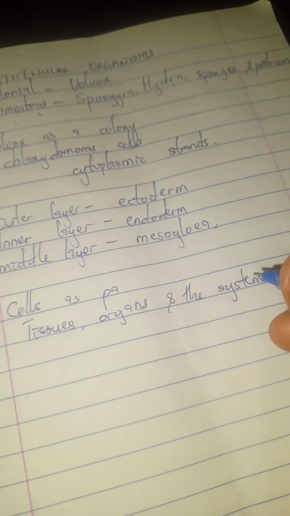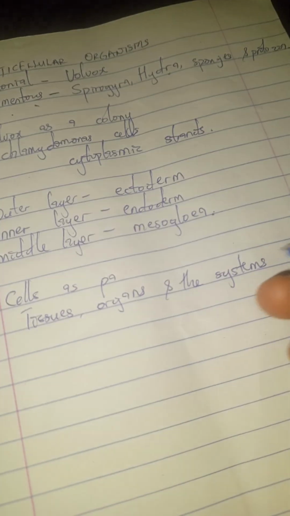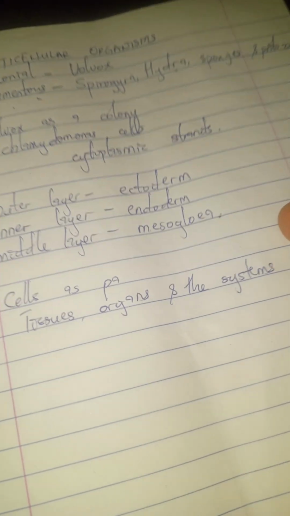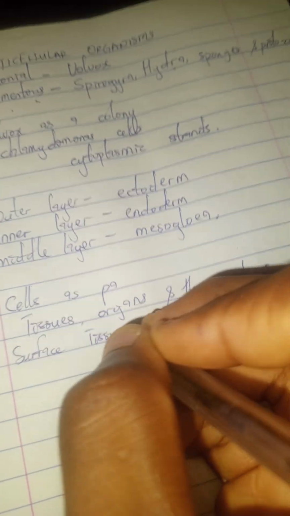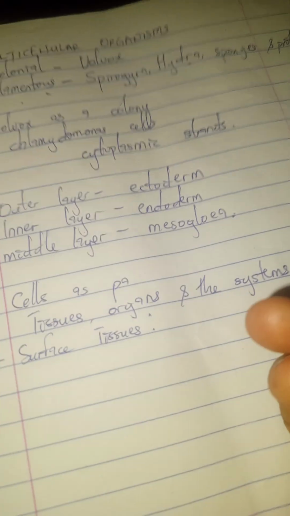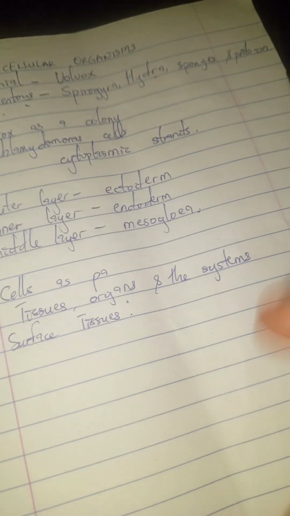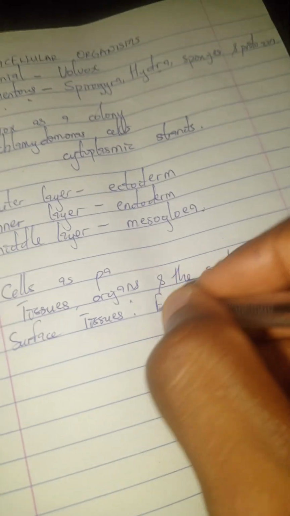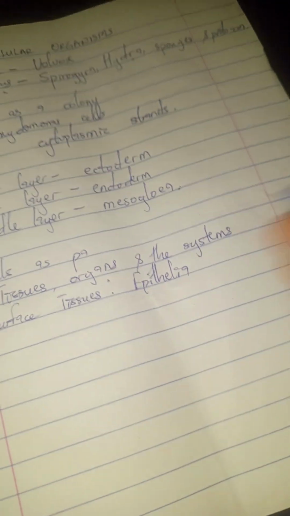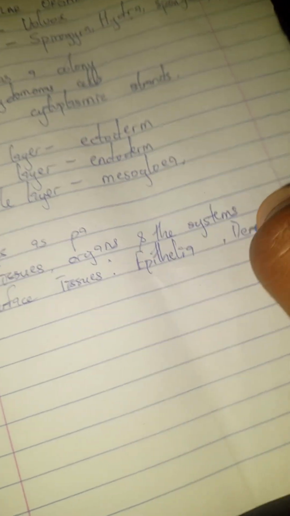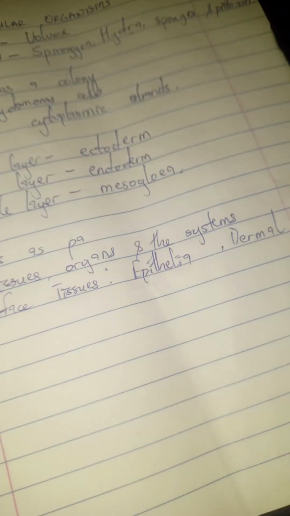Now, animals have 5 types of tissues. First one, we will talk about the surface tissues. These surface tissues, the function is to protect the inner body. In animals, we call this surface tissue the epithelial tissues, while in plants, we call it the dermal tissue.